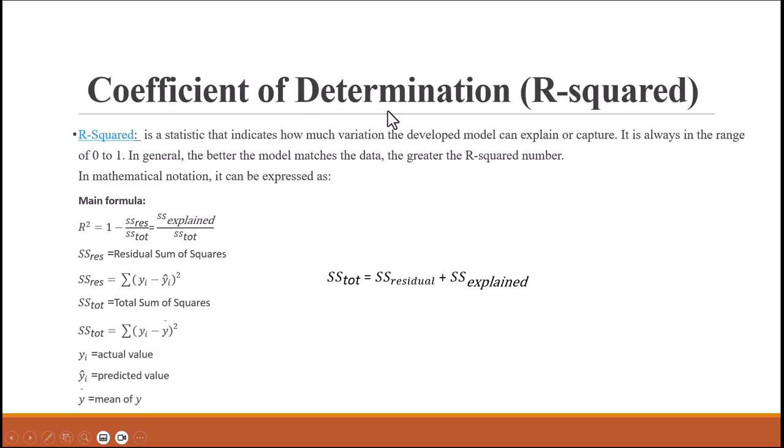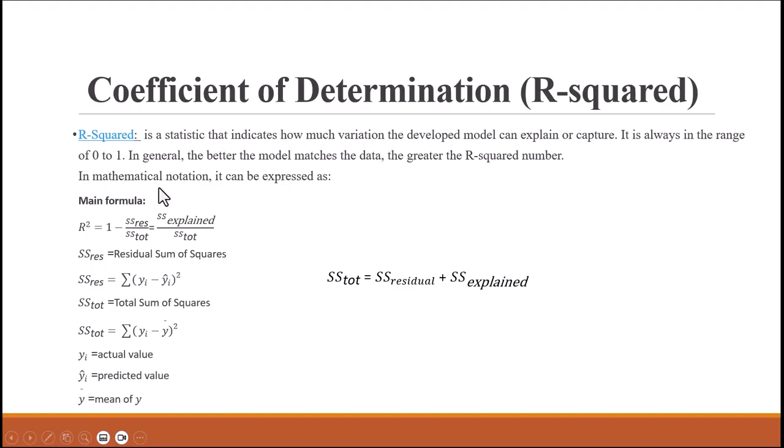The first one is the coefficient of determination, or R squared. It is a statistic that indicates how much variation the developed model can explain or capture. It is always in the range of 0 to 1. So if the model better matches the data, the greater the R squared number will be.